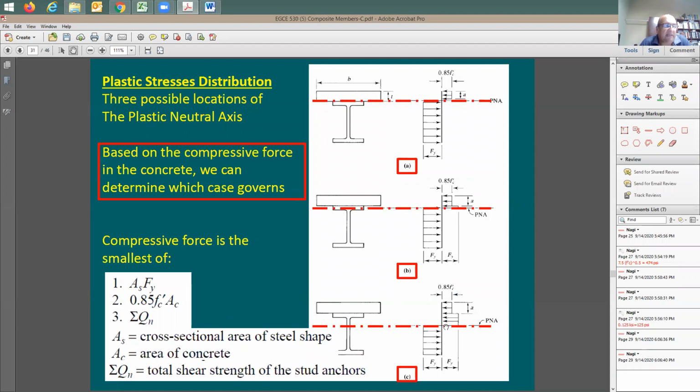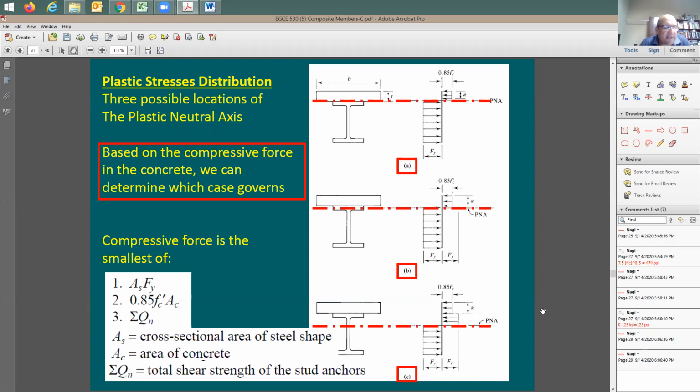If this is going to be the plastic stress or the plastic neutral axis, the amount of compression here is going to be the same as the amount of tension. The steel is going to be under F sub y, whether it's tension or compression. You cannot change this fact. So the steel itself is going to be under F sub y, and any concrete in compression is going to be under 0.85 F prime C.